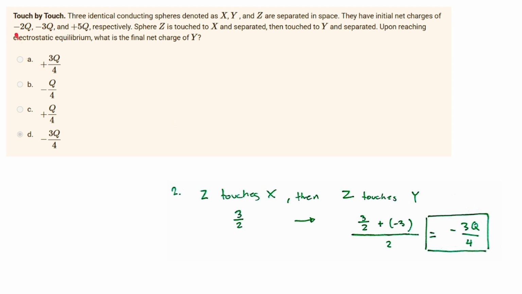So at first, -2 touches +5, and if you average the two, it becomes 3 halves. Then Z touches Y, so 3 halves minus 3, which is -3 over 2, get the average, equals -3 over 4 Q.